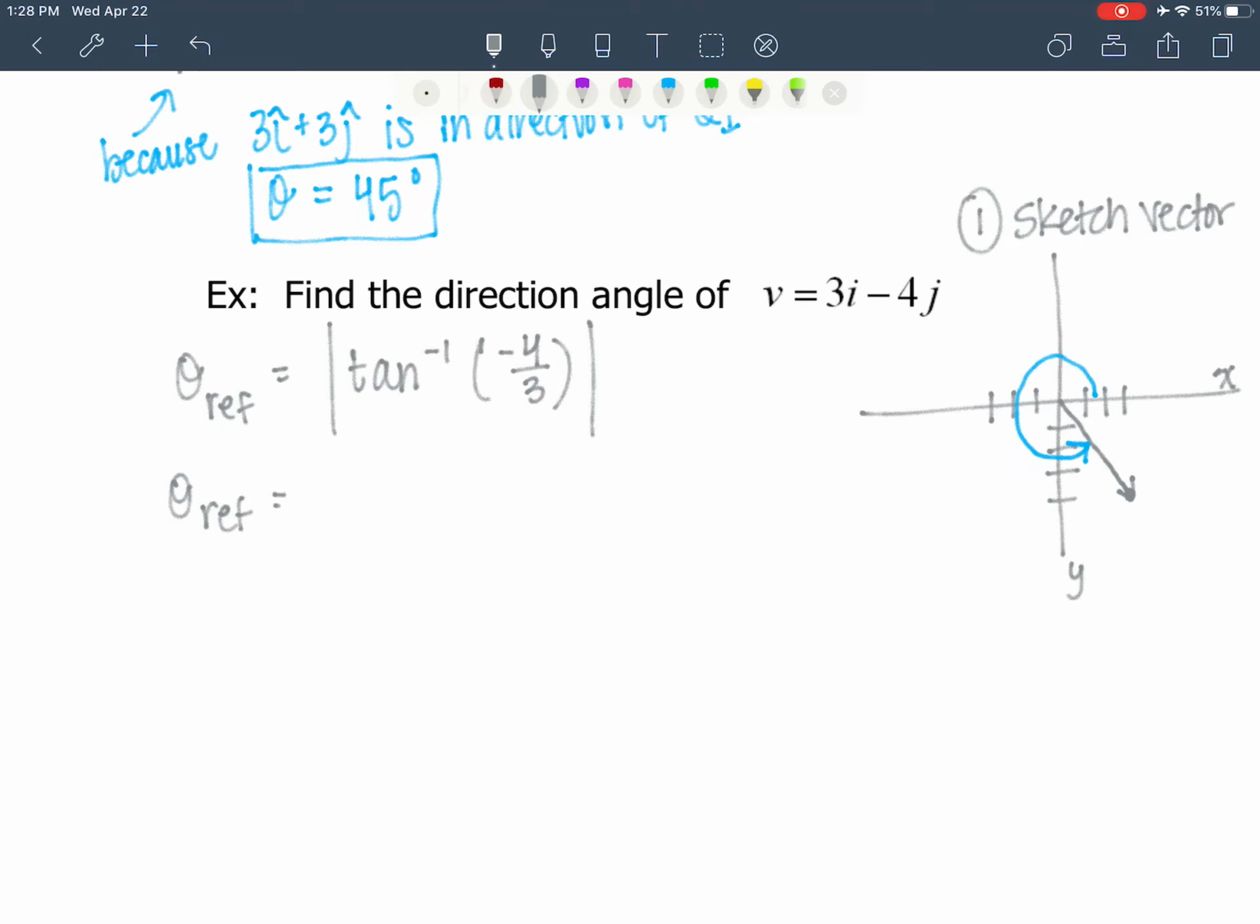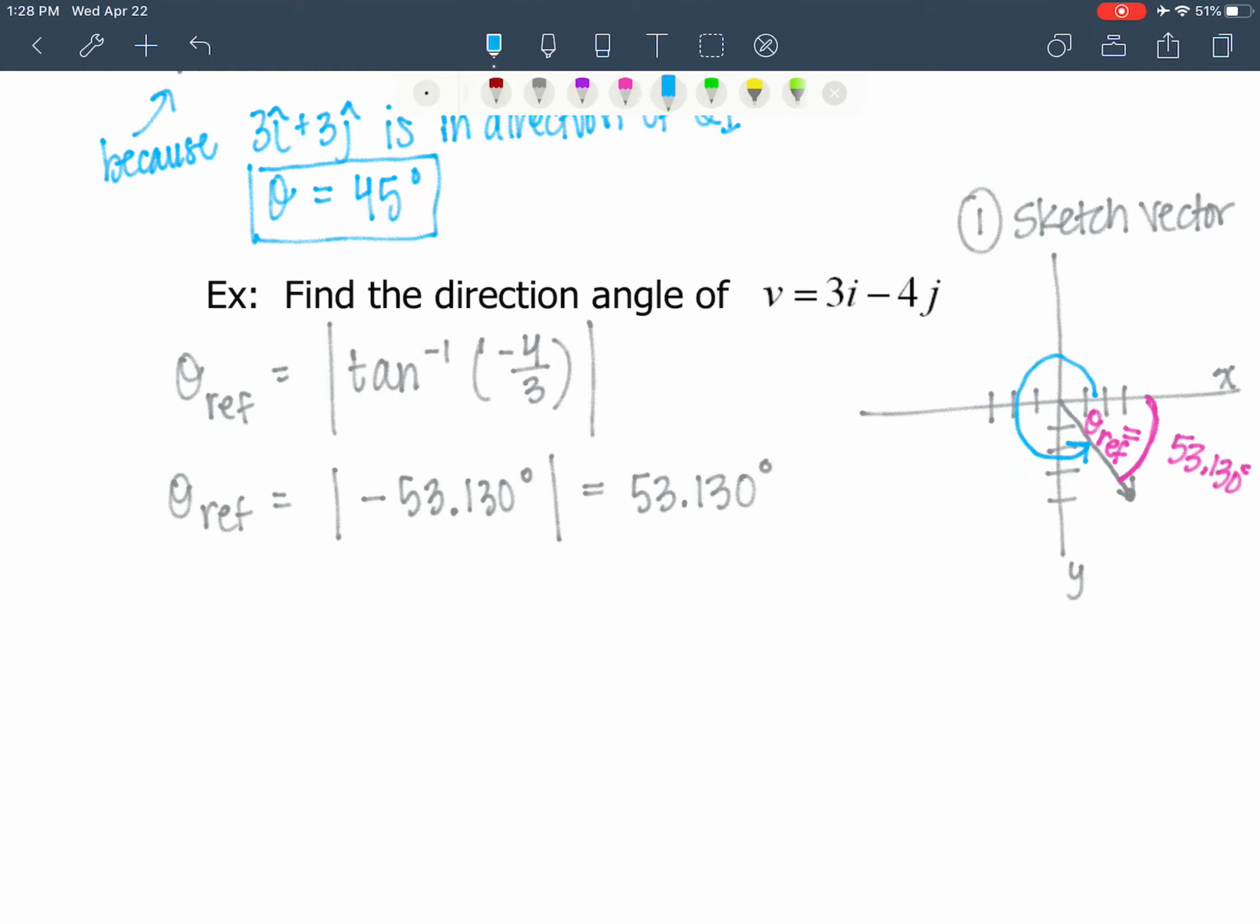So when I put this into my calculator, I'm going to get -53, and I'll let you catch up. So make sure that you're in degree mode. -53.130 degrees. Now, if you did not get a chance to do that, press pause and make sure you go through this process. The absolute value of -53.130 is 53.130. So my reference angle is this angle right here, and it's equal to 53.130 degrees.